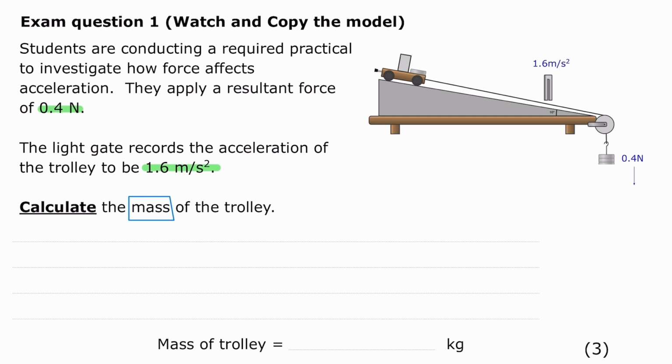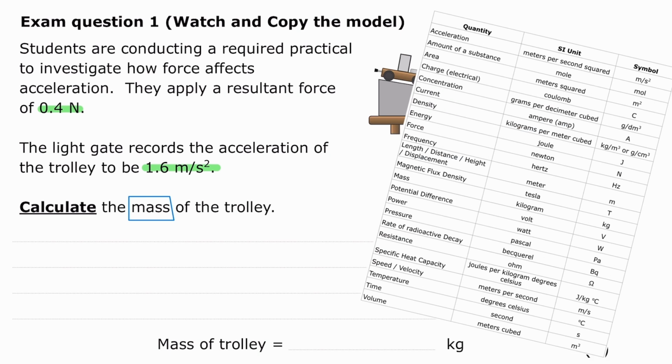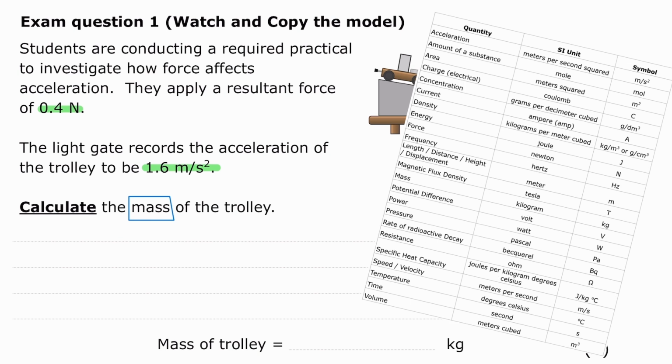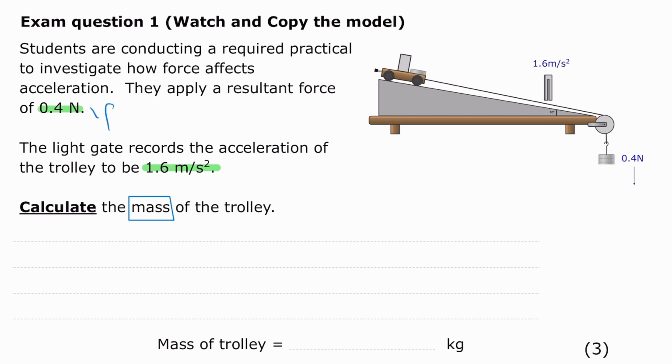Before we go any further, let's check that our values are in standard units. After Unit 3, you should feel confident recalling these, but if you're unsure, there is a reference table in the course workbook. Knowing these units prior to your exam is absolutely essential, so keep working on recalling them. 0.4 newtons is a force, and newtons are the standard units of force, so there's no need to convert. 1.6 meters per second squared is the acceleration, and that's also correct, so no conversions are needed here either.